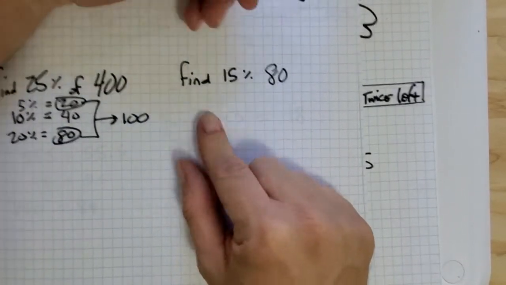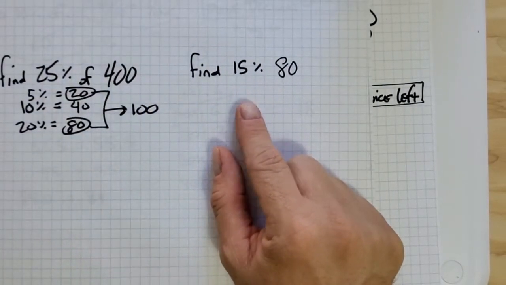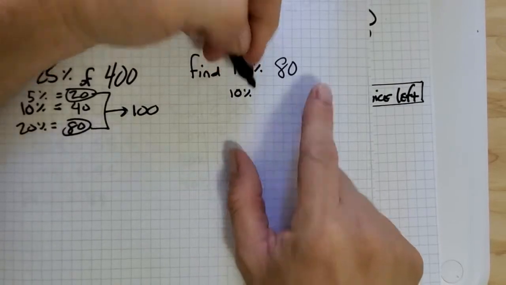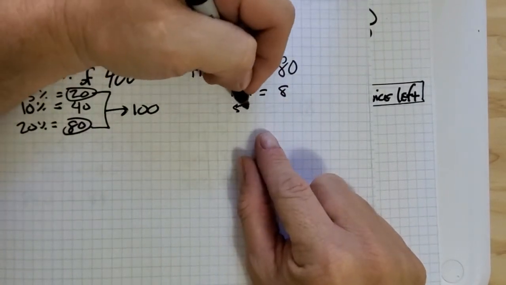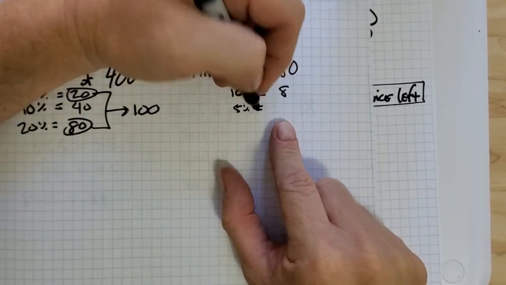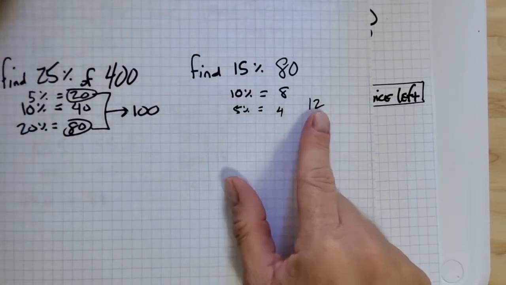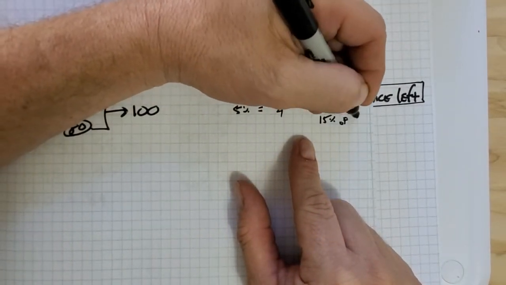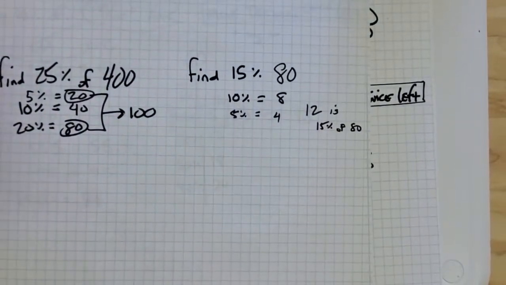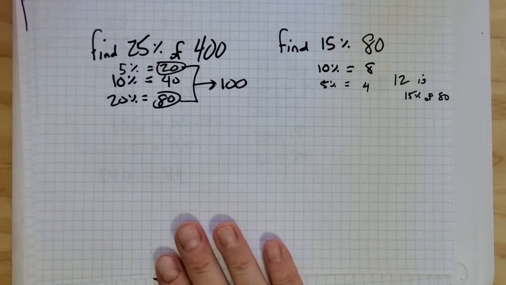You can do that. I'm going to start with 10%. I usually start always with either 1% or 10%. So 10% of 80 is 8. So half of that is 4. So if I put the 8 and the 4 together, I get 12. 12 is 15% of 80. Okay? Probably something you knew, you just haven't used for a while.